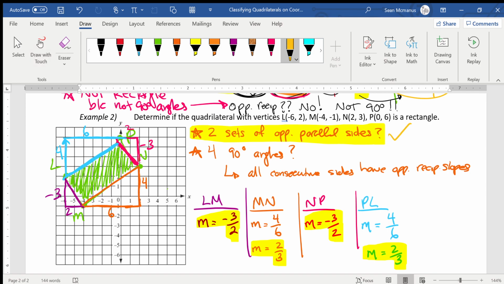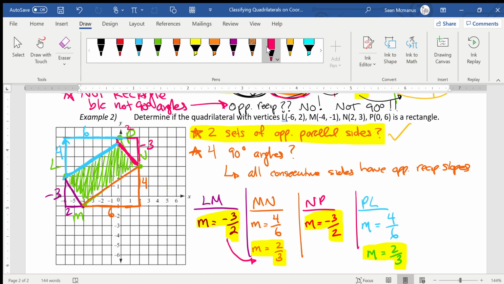And then I have to look to see, does it have 4 90-degree angles? And the way I can tell is if all the consecutive sides have opposite reciprocal slopes. So as I look from LM to MN, so I just went around the triangles from the purple side to the orange side. So from there to there, are the slopes opposite reciprocals? So -3/2, if I flip that, I get 2/3, and then change the sign will become positive.